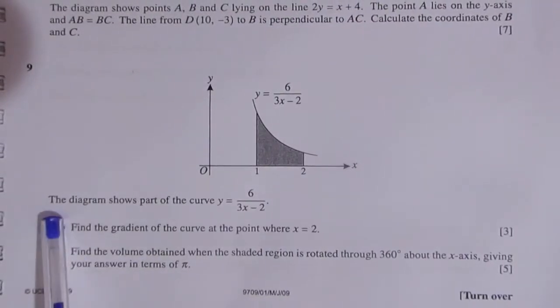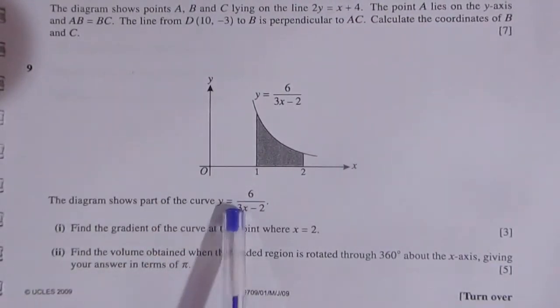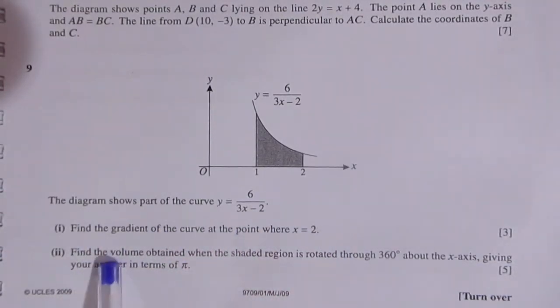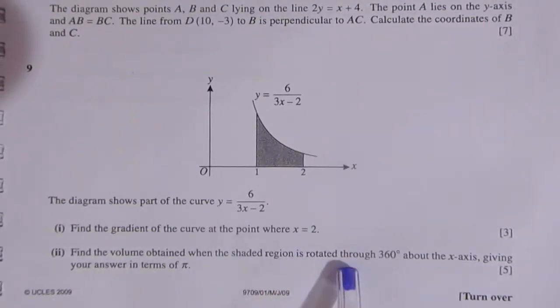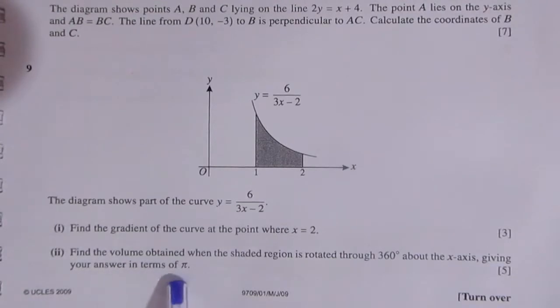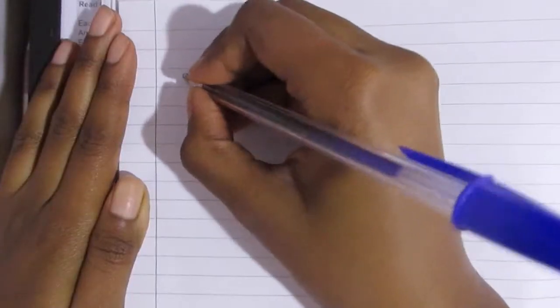So the diagram shows part of the curve y is equal to 6 over 3x minus 2. (i) Find the gradient of the curve at the point where x is equal to 2. And (ii) find the volume obtained when the shaded region is rotated through 360 degrees about the x-axis, giving your answer in terms of pi.